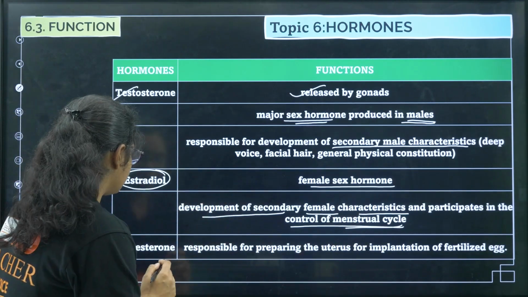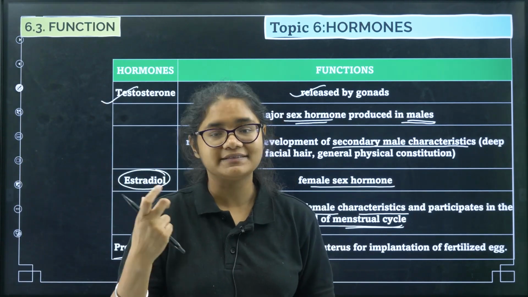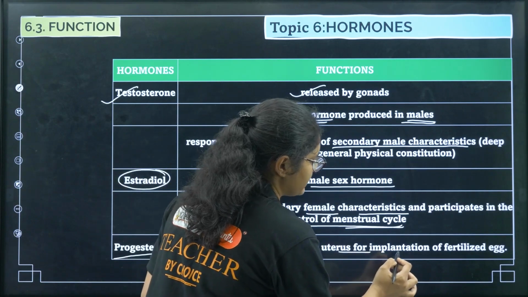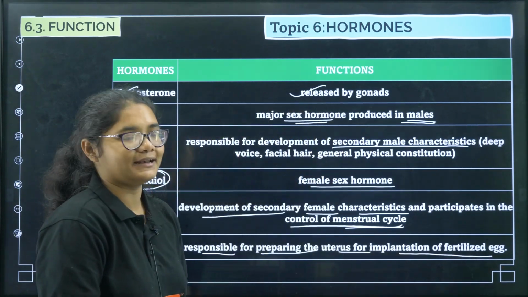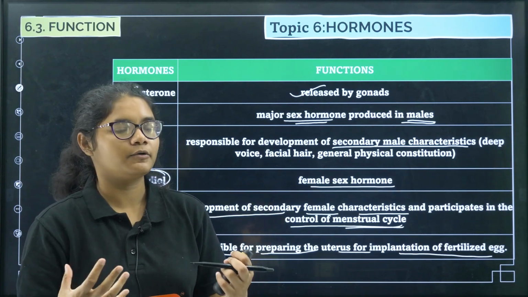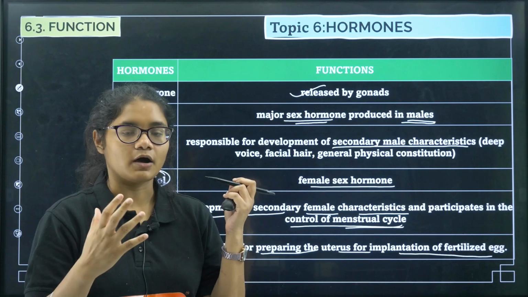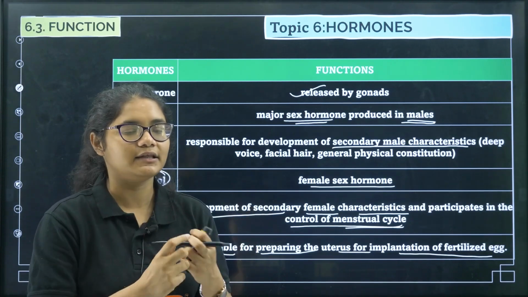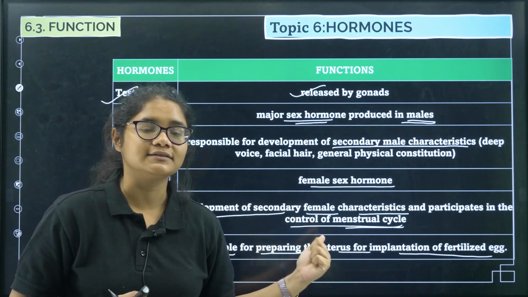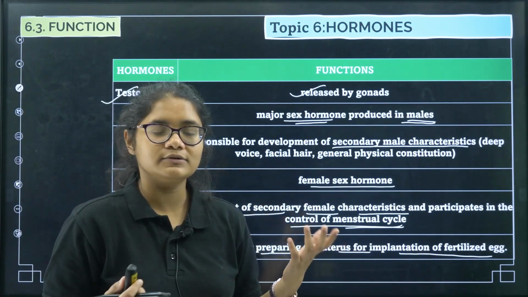Next you have progesterone. Progesterone is another female sex hormone, and what is its function? It is responsible for preparing the uterus for implantation of the fertilized egg. When in a woman there is fertilization of the egg and sperm, a zygote is formed, and the zygote is implanted on the uterus. So the uterus lining is prepared for the implantation of the zygote, and that is controlled by progesterone. So these were the different hormones and their functions.